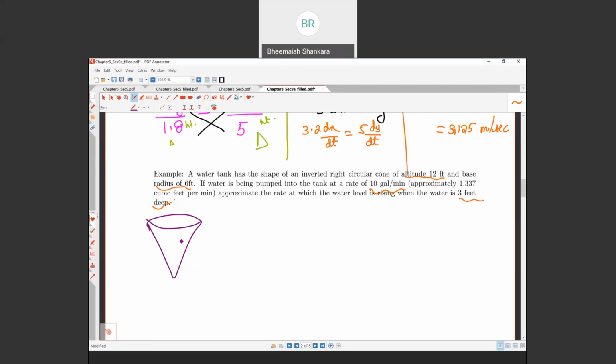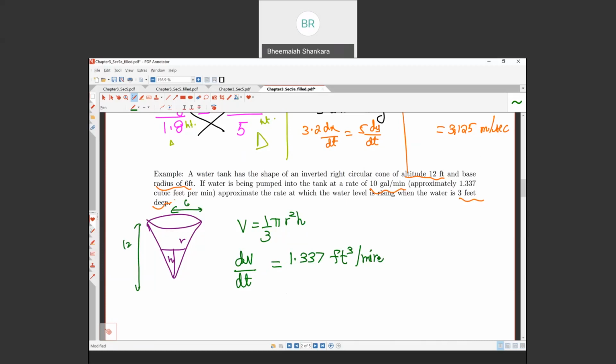Say the radius is r and the height is h. And this radius here is given for us, which is 6, and the height is also given, which is 12. So let's write the volume formula for the right circular cone, which is 1 over 3 pi r squared h. And let's differentiate V with respect to t, dV over dt, the rate at which the volume changes, or like the water is being pumped into the tank. This is given for us, and it is 1.337 cubic feet per minute.